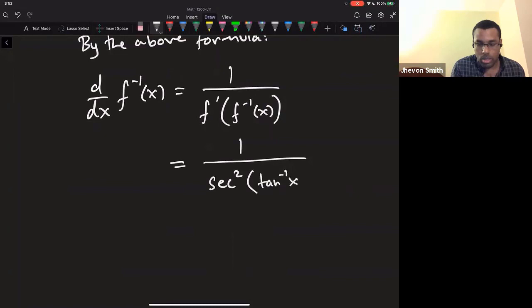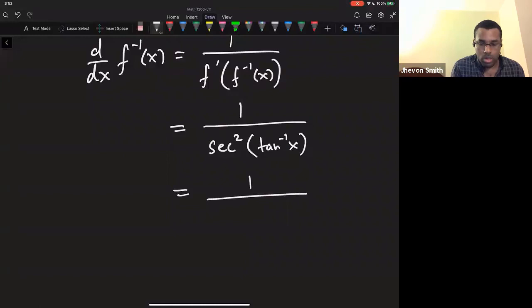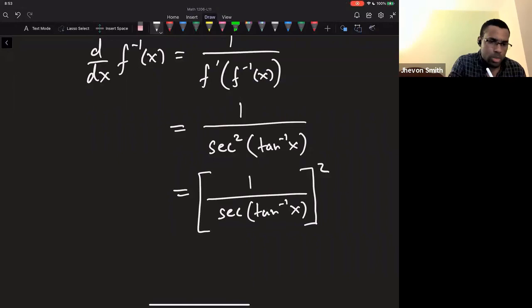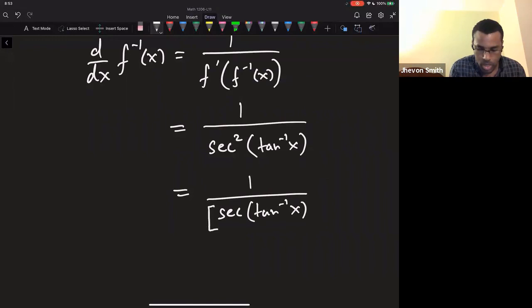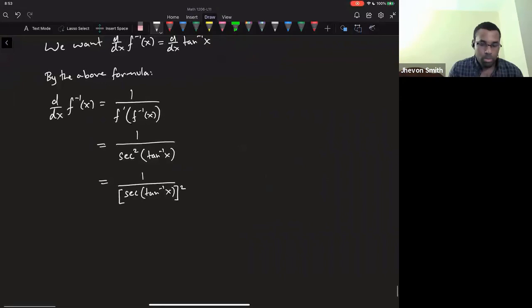Or in other words, this is 1 over secant of tan inverse of x, squared. You could even square the denominator. Let's just square the denominator, I think that would be nicer, probably. It doesn't matter, it's going to be the same thing. And now you play the same trick.